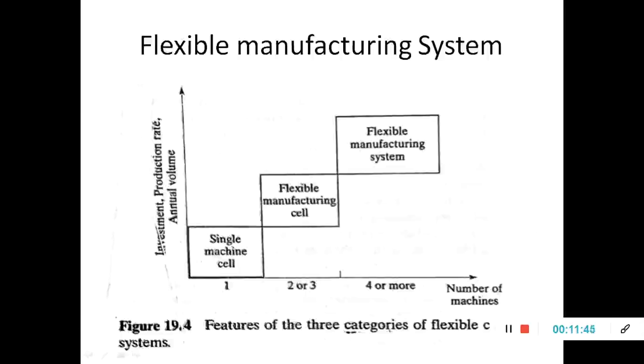So with this diagram one can easily understand that in the single machine cell, the production rate is low, number of machines is 1. Flexible manufacturing cell, the production rate is medium, 2 to 3 machines are interconnected in the flexible manufacturing cell. And flexible manufacturing system, more than 4 workstations are interconnected to produce the different parts. The production rate is very high in this case.